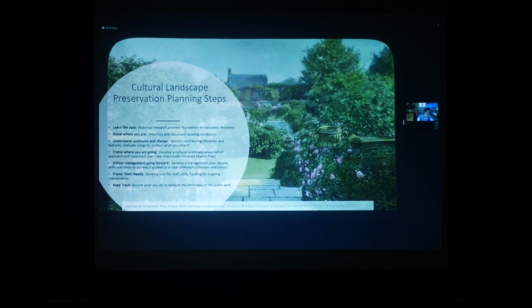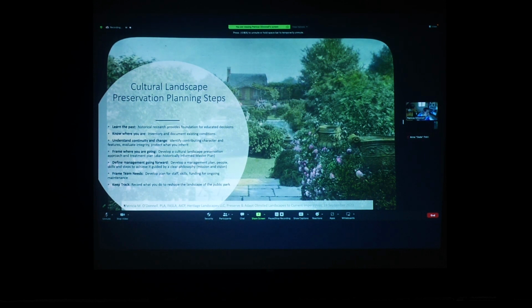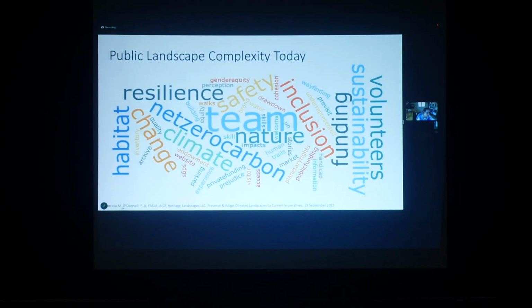Framing where you need to go based on your opportunities, limitations, and challenges, developing a treatment plan, defining how you're going to manage, aligning that plan to management, and then framing the needs going forward that's effective and can retain the landscape in good condition. In addition, the last step is really to keep track and be able to understand where you are and how you can progress effectively.